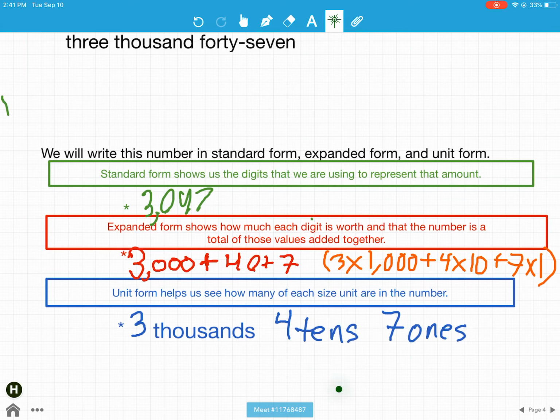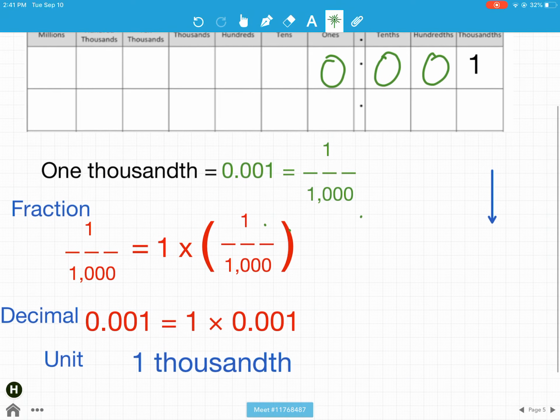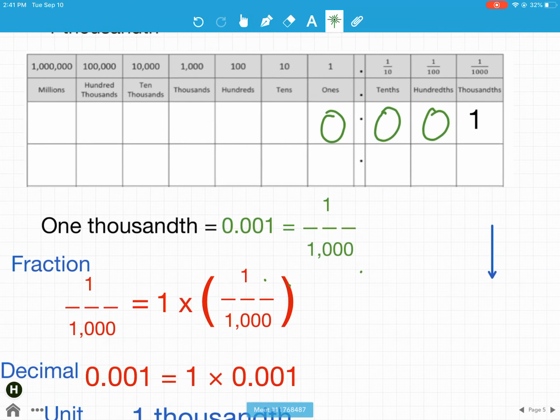Okay, so they have this as an example of standard form, expanded form, and unit form, but we're doing decimals, so they also have to understand how decimals look. So this is the 1/1000ths, and they can see that 1000 right there. This is how it's going to look for expanded form, and this is the fraction form. So this would be the expanded form. Let me write that down.